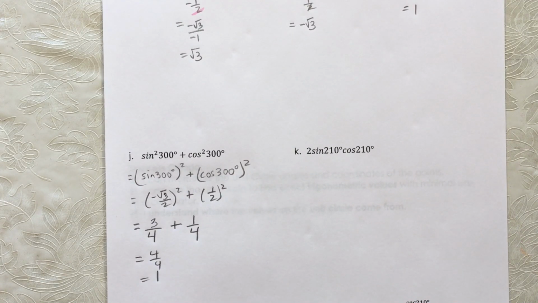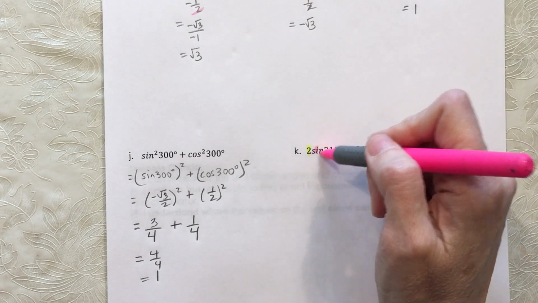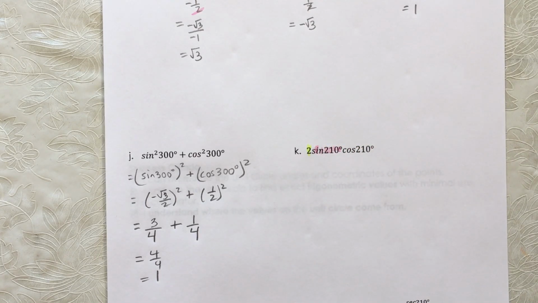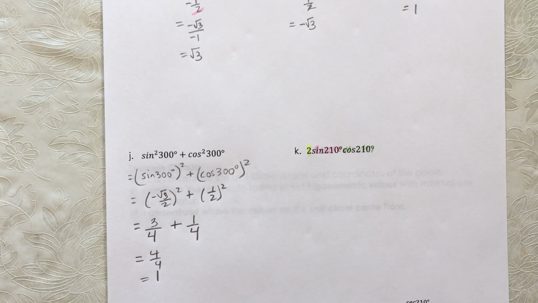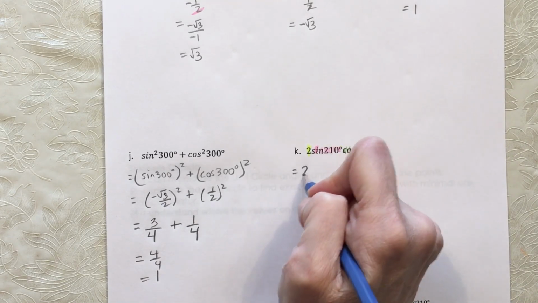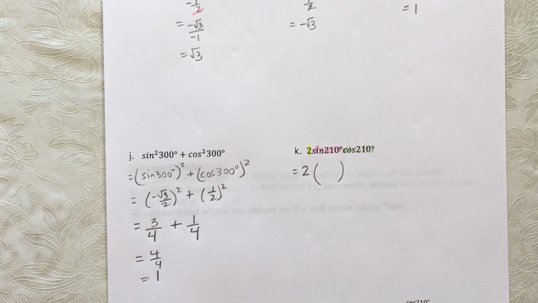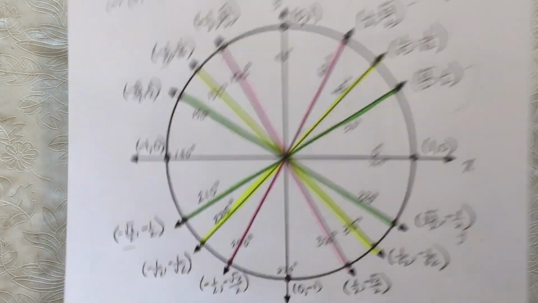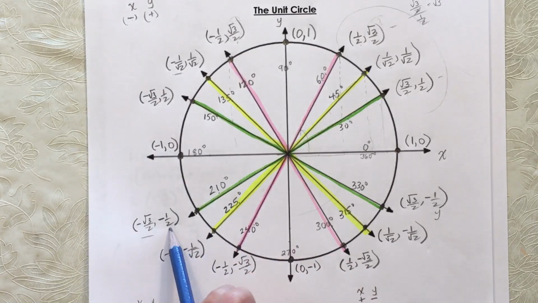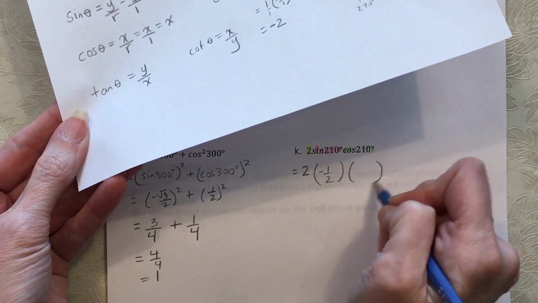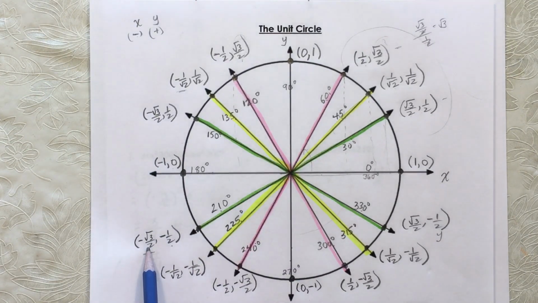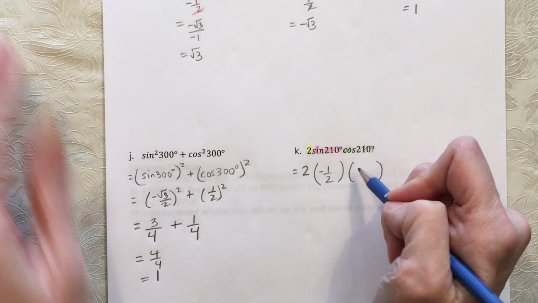The next one, this says 2, it's really 3 things multiplying together. So the number 2 multiplied by the sine of 210 degrees multiplied by the cos of 210 degrees. We did something similar in angles and quadrants. So the number 2, then I want to multiply that by what the sine of 210 is. So on the unit circle, sine is the y value. So the sine of 210 is -1/2. The cos of 210 is the x value at 210, so -√3/2.